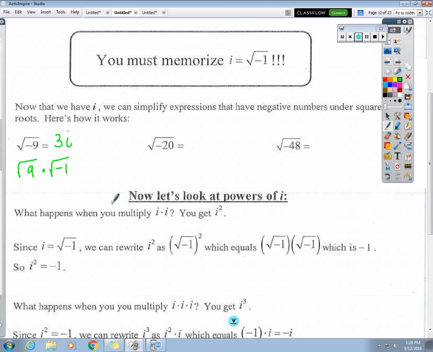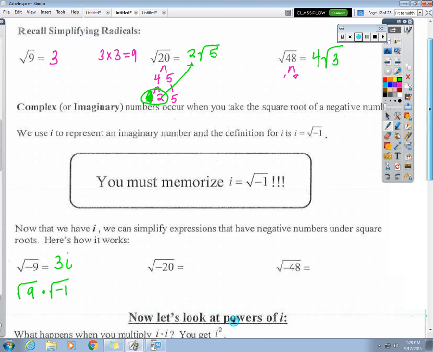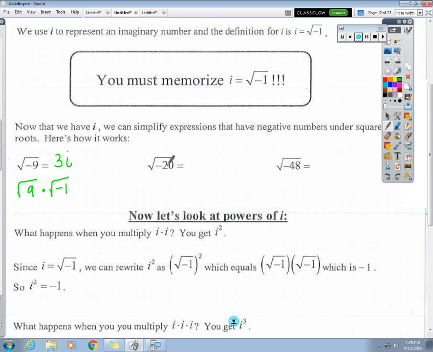Because you can't take the square root of a negative number, so you have a complex number, an imaginary number, and you represent it with the letter i. Okay, so we already did the square root of 20. What was the answer for the square root of 20? 2 square roots of 5, right? So since it's negative, you'll just write 2i square roots of 5, and that's the answer.